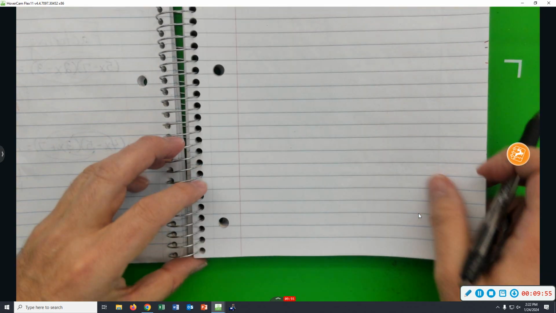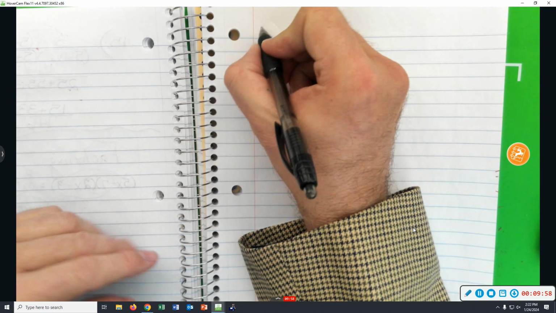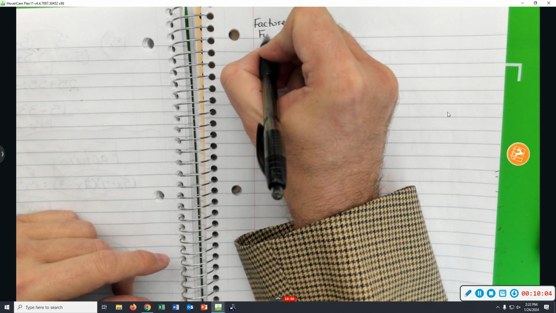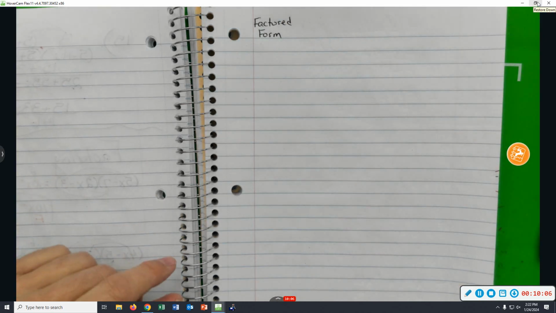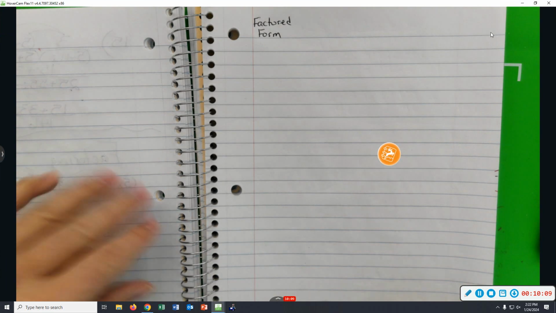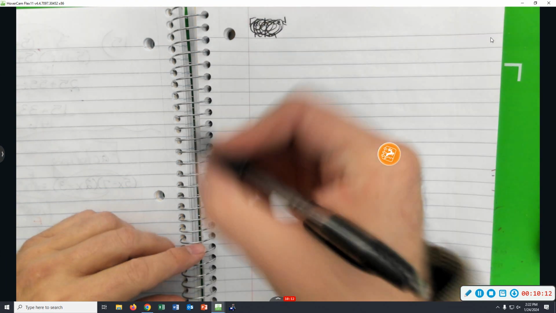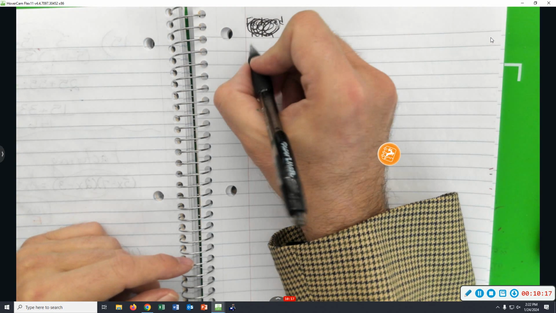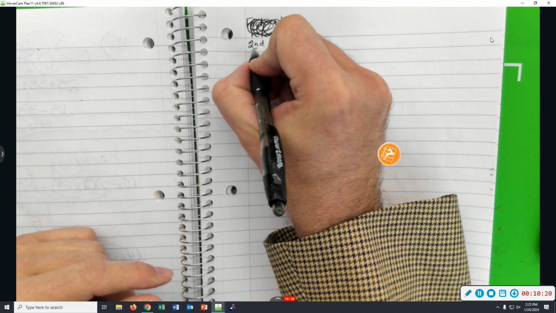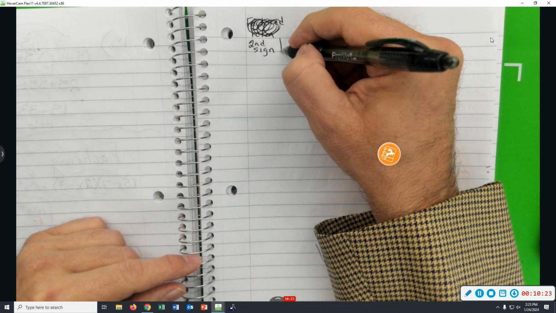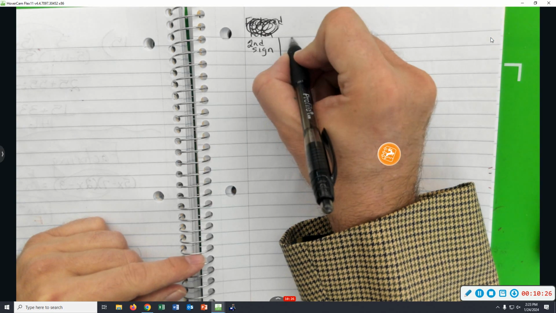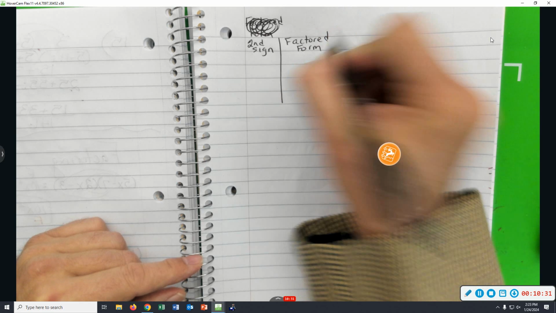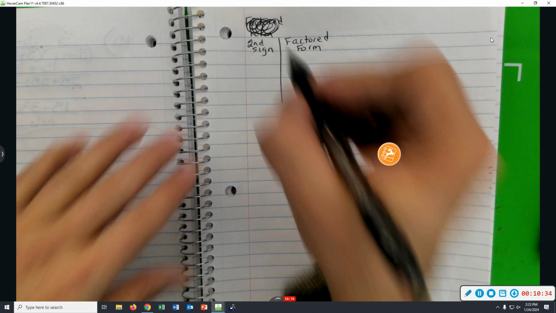So here's my table. Factored form. Let me see. Oh, you know what? I messed up again. My table. I say again because last year I did the exact same thing. The first column should be second sign. The second column will be factored form. That factored form will be the answer that you're looking for.